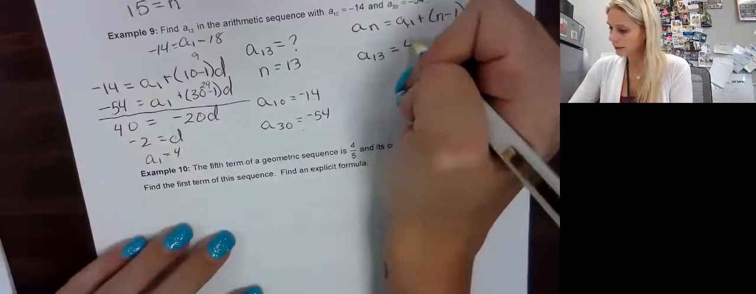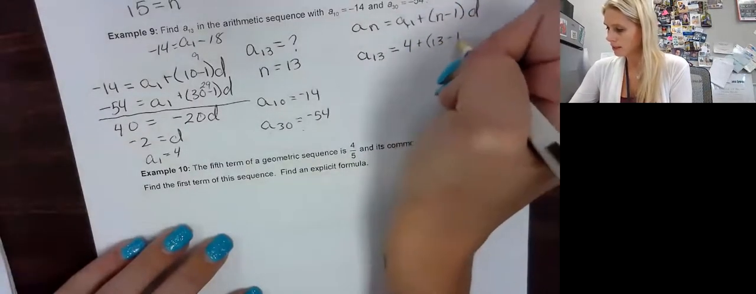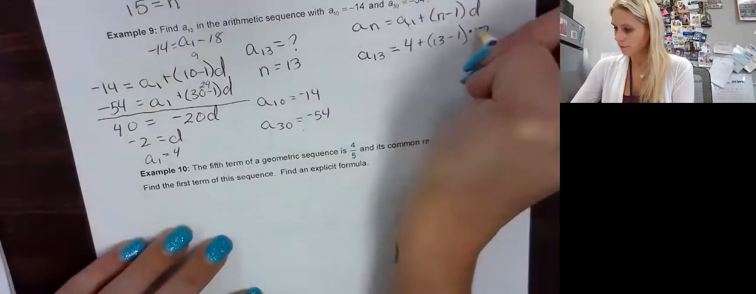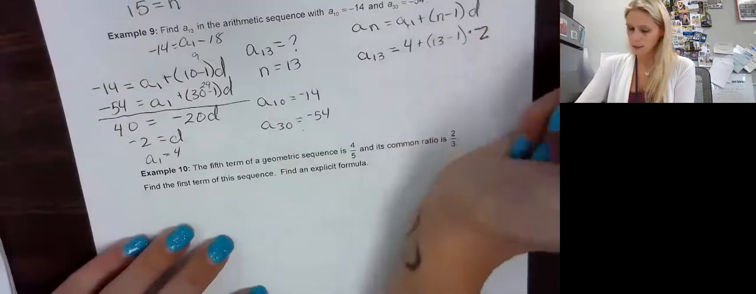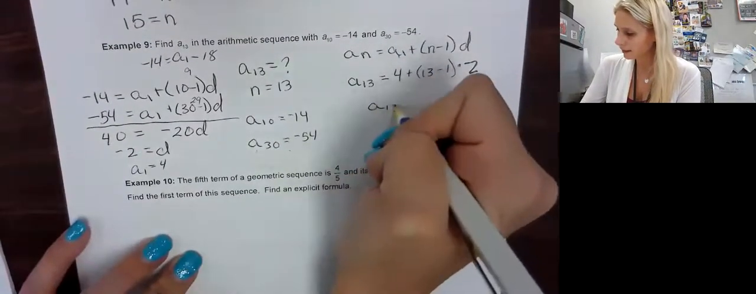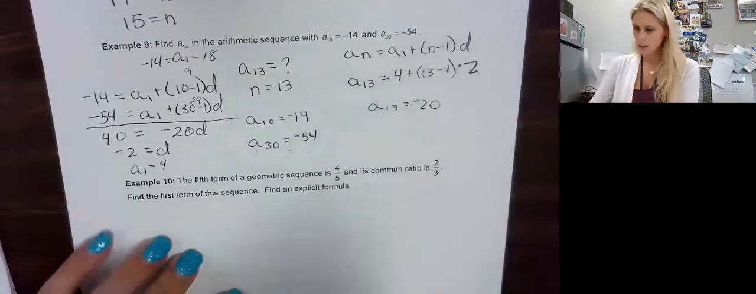So now let's plug that in. It is 4 plus 13 minus 1 times negative 2. I'd rather have that in front because it looks better. Now when we calculate that all out, you find that a subscript 13 equals negative 20.